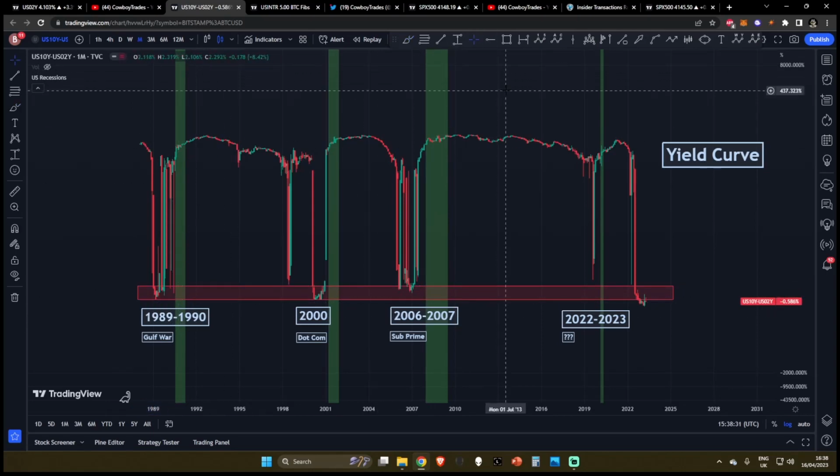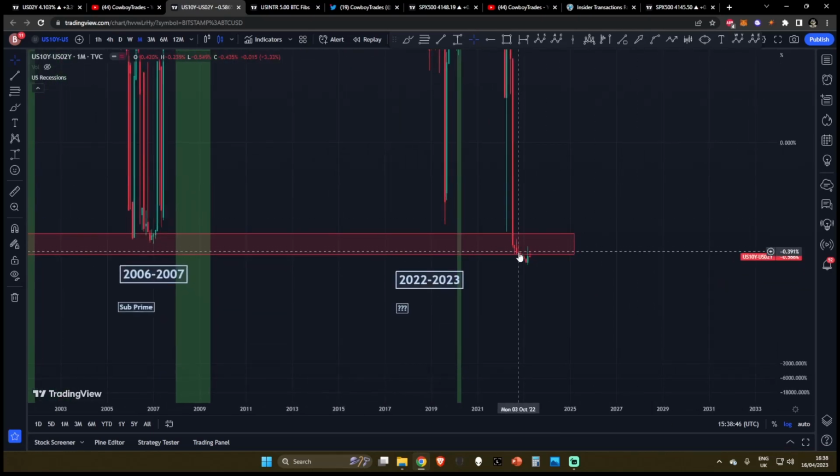Now you can see this red box that marked the lows of the yield curve before the recession in 1990. The yield curve marked the bottom in 2000 over here, and we came into this box again in the 2008 financial crisis. If we zoom into what's happening right now, the yield curve has destroyed this box.